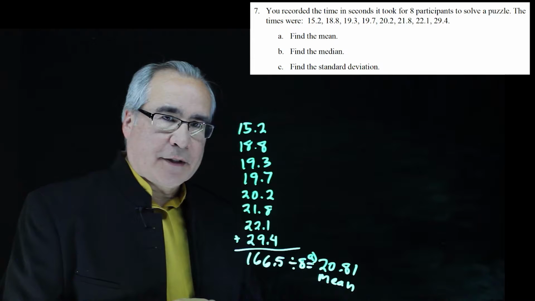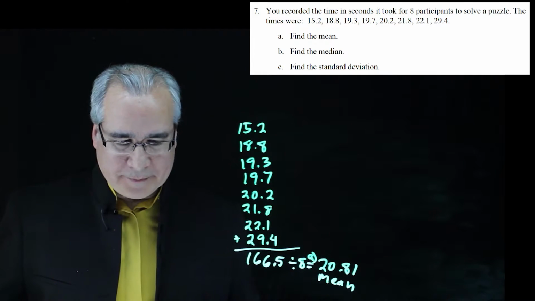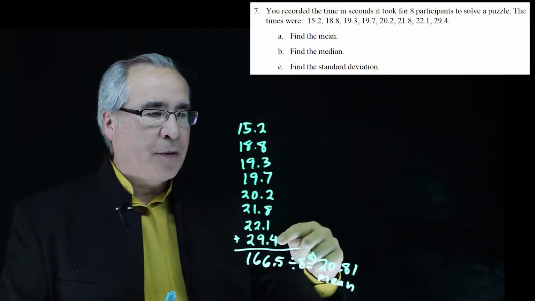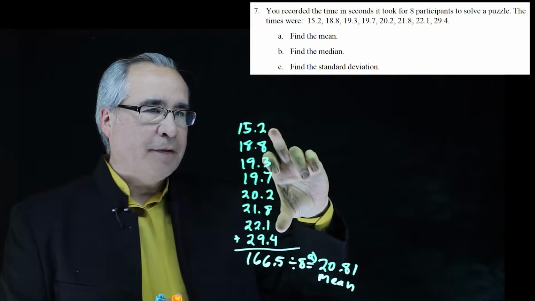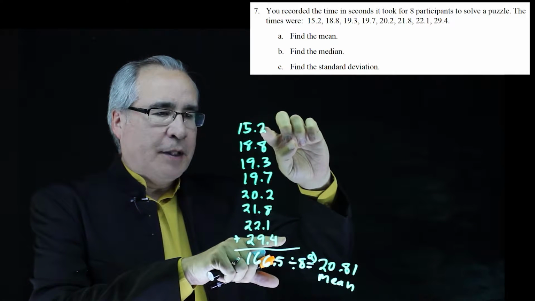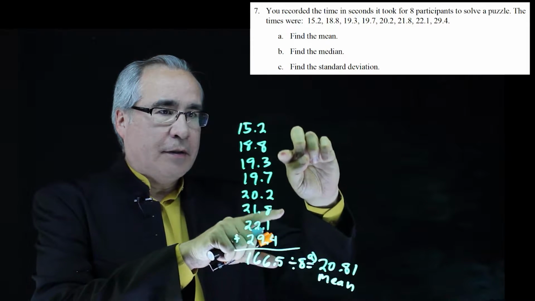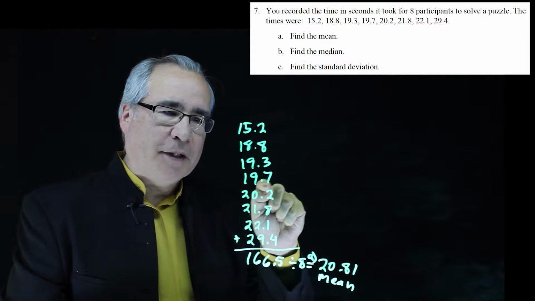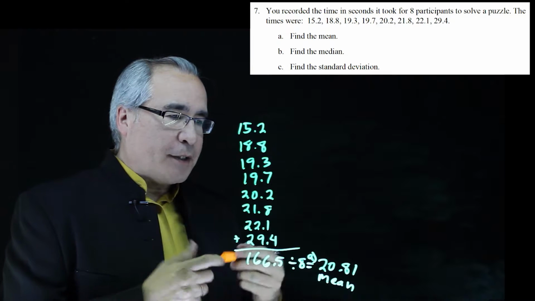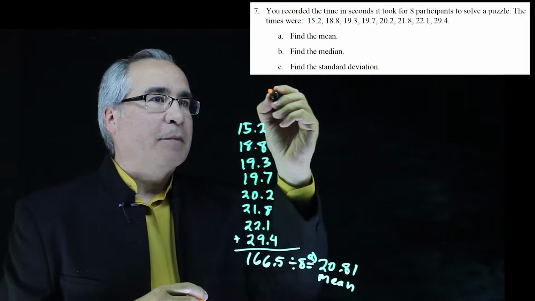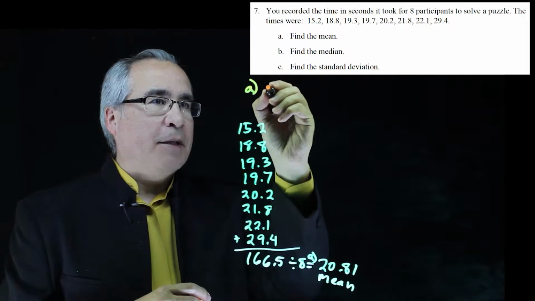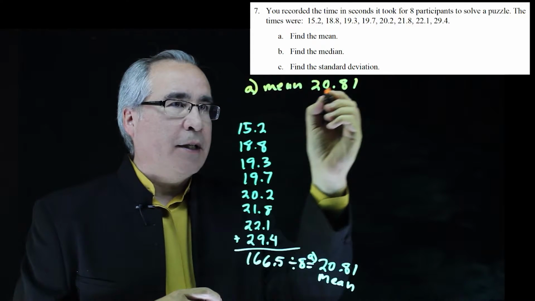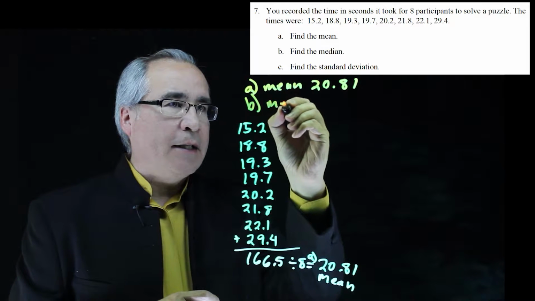What we do next, we'll find the median. I guess we should go in order. Now that the data is in order, or was given to us in order, we're trying to find the piece in the middle. So we come, here's 2 pieces, 2 pieces, 2 pieces, 2. Here's the middle right here, halfway between 19.7 and 20.2. So the mean is 20.81, and B, the median.